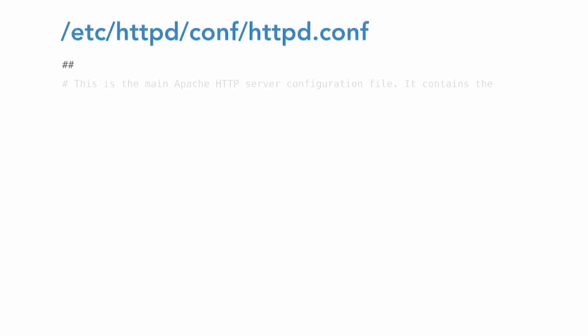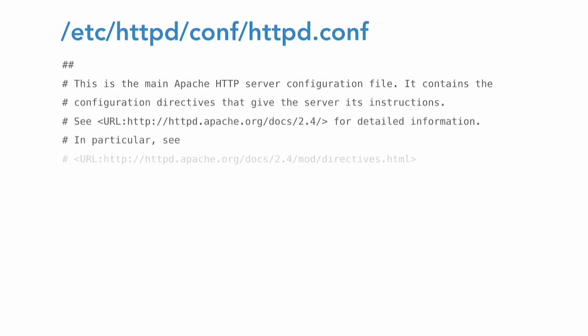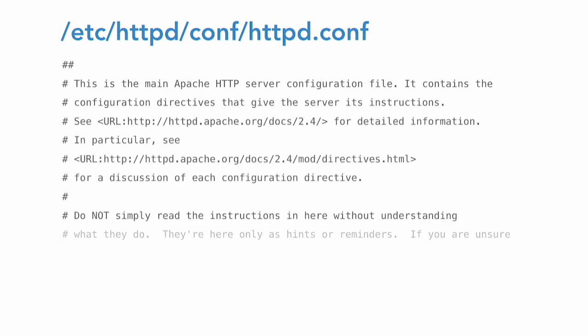The main Apache configuration file is stored in /etc/httpd/conf/httpd.conf. Let's take a closer look at the layout. The Apache configuration file has a long list of possible directives. Directives are key value pairs. Comments start with a hash symbol.